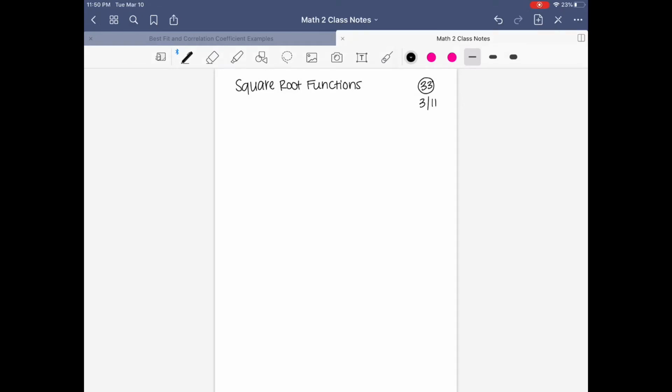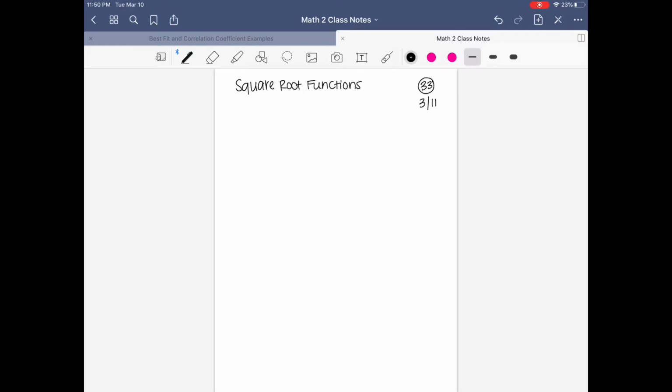Today we're going to be looking at square root functions. So far we have talked about square roots in lots of different ways. We've talked about simplifying them, we've talked about adding, subtracting, multiplying them, we've talked about rationalizing denominators that have square roots, we've talked about equations that have square roots, and now we're going to look at graphing square root functions.